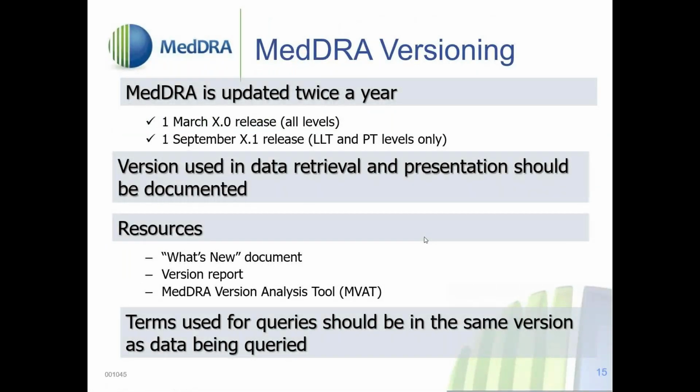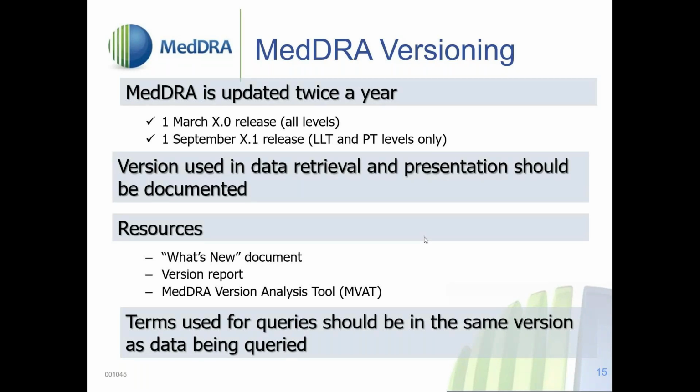And as you know, MedDRA is updated twice a year. We are approaching the 1st of March release, which is often called the complex release, or the version X.0 release. And this means that all levels of MedDRA can be changed. Then we have one other release on 1st of September, which is called the minor release, X.1 release. And in that release, we only perform changes on the LLT and PT level.